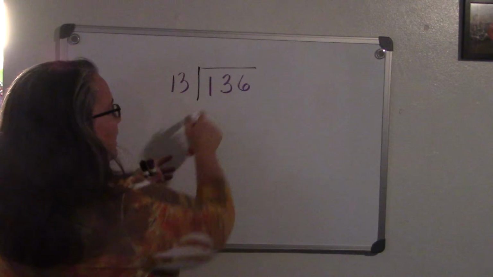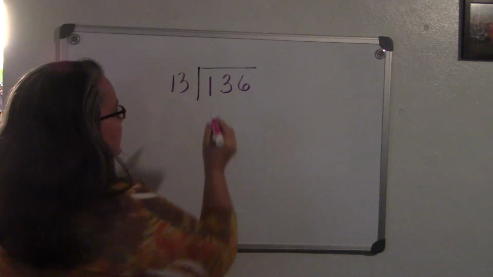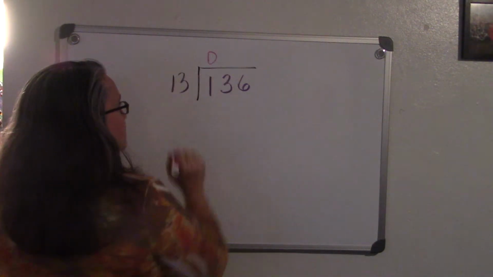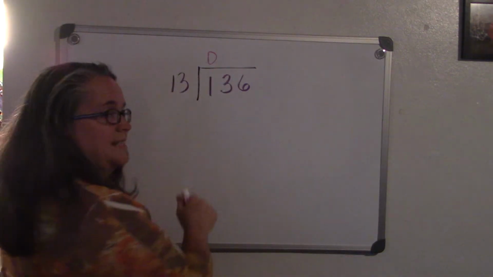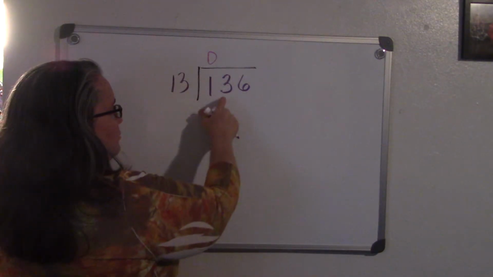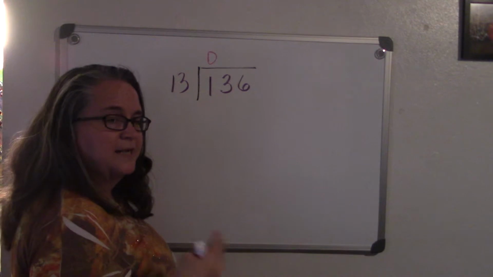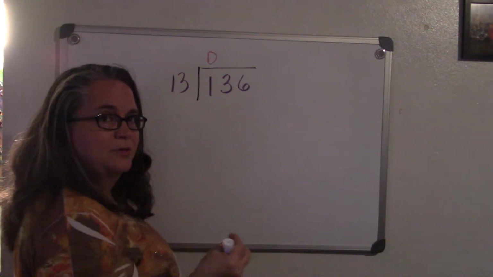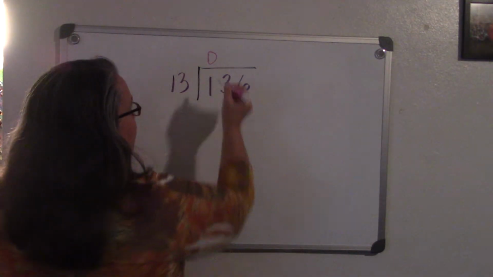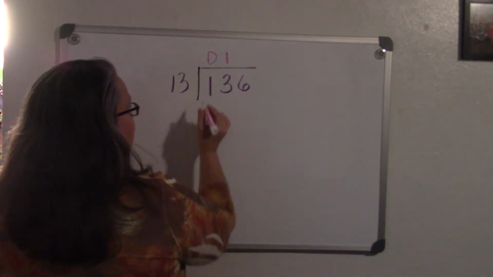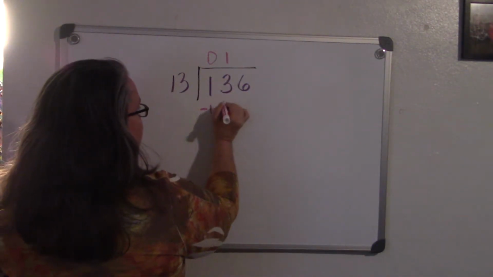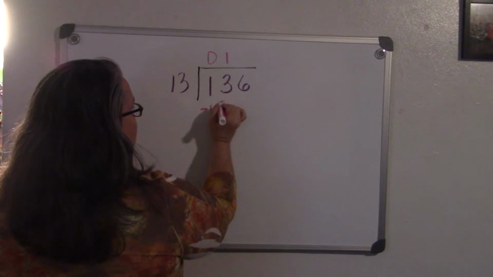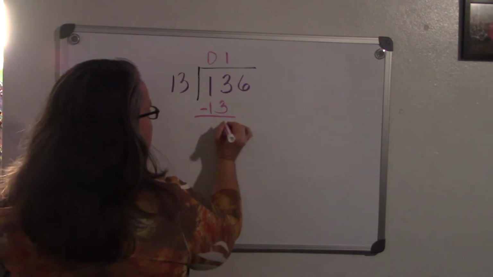13 goes into 1 how many times? 13 can't go into 1. We're going to put a 0. So we know that this column is taken. Does 13 go into 13? How many times, you guys? 13 times what gives me 13? Okay, it is 1. I'm going to put a 1 over the 3. And now I'm going to subtract the 13 because 1 times 13 is 13. This gives me a 0.